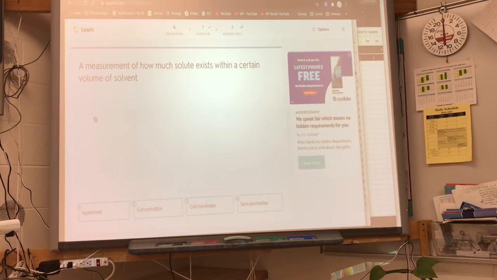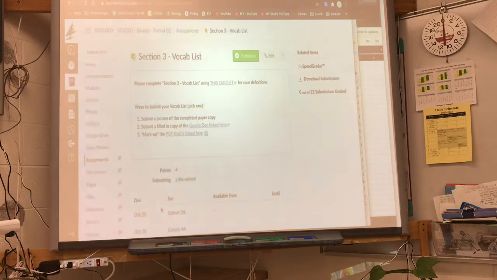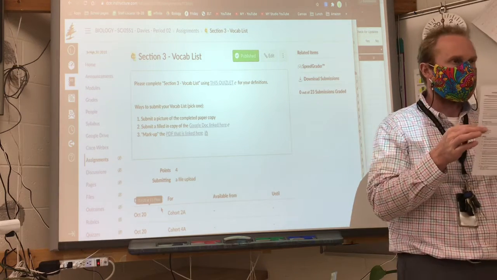A measurement of how much solute exists within a certain volume. That's going to be concentration. Yeah, I got that one right. It's a nice way that you can quiz yourself when you're going through to see if you really understand these terms. That's what I'm going to have you do while you're working on the lab. So let's take a look at what this lab is. You're going to look at this sheet right here.